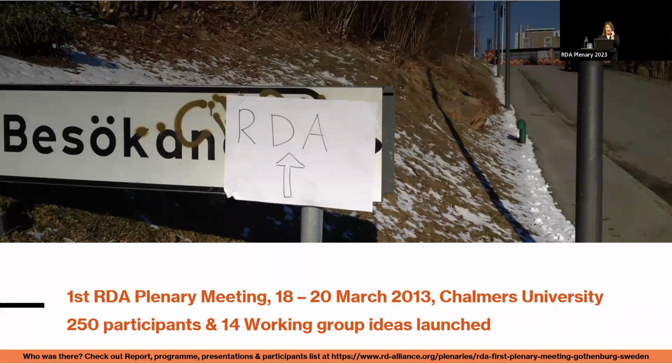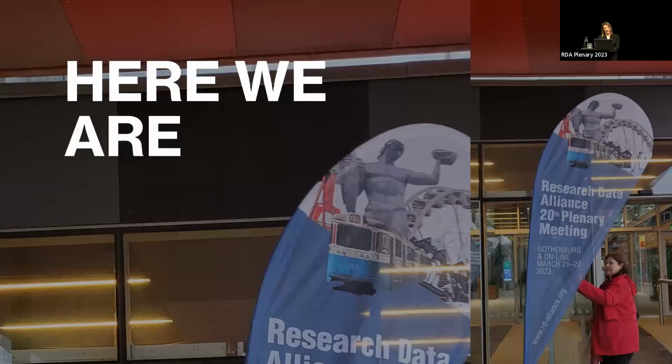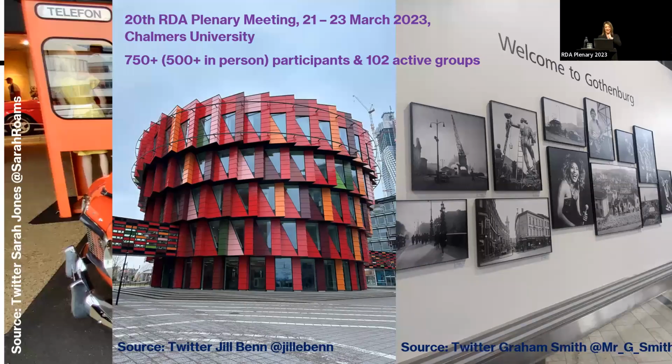So, as I said, and as was mentioned, there were 250 people at the first event, and I think 14 working group ideas were launched here 10 years ago. And here we are today. I got a quick picture of the sign this morning, slightly different from the paper-written RDA. Thank you to some of our participants who put up these pictures. So we are 750 people between those online and those of you who have traveled here. And RDA currently has just over 102 active groups, so a rather large growth in the 10 years, and we look forward to seeing much more growth over the next 10 years.